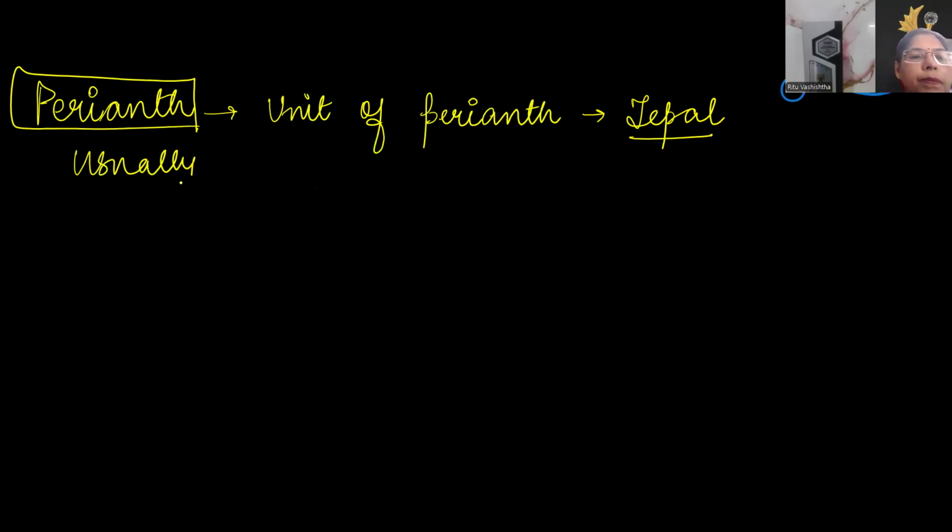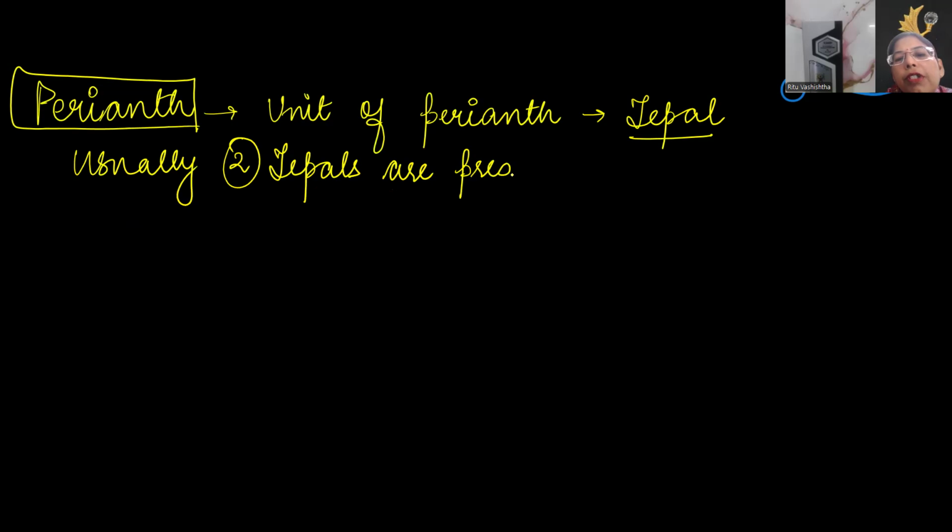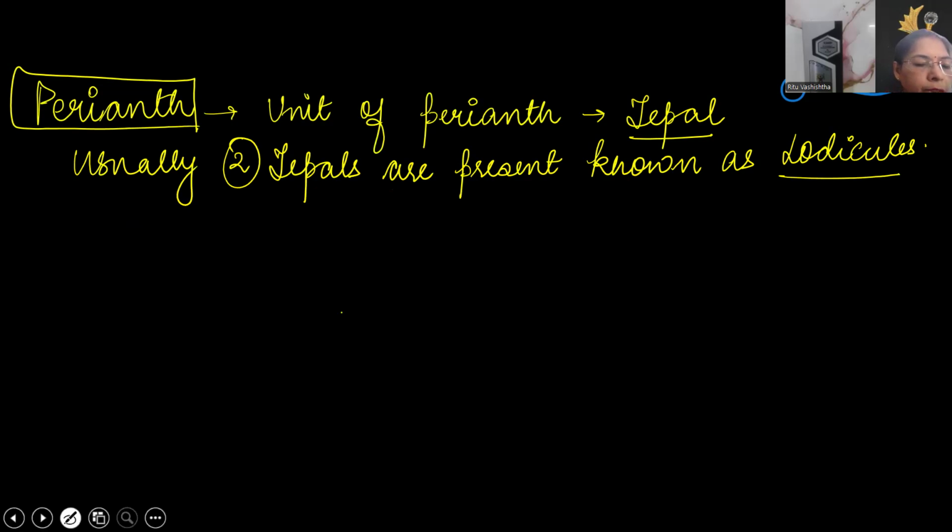Usually, two tepals are present. How many tepals are present? Two tepals are present, known as lodicules. These are known as what? Lodicules. So the term which is given is lodicule. Next word that we'll be discussing in detail is the androecium.